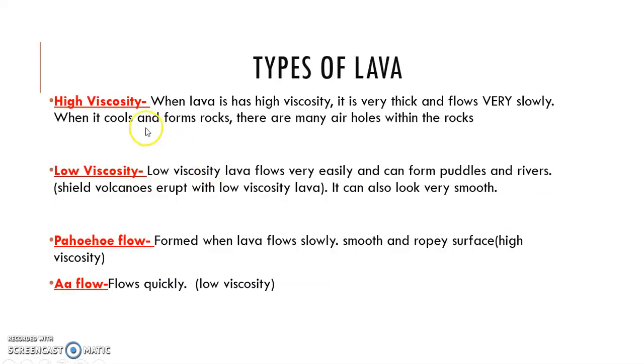Types of lava. So as I mentioned a couple slides ago, lava can have a high viscosity, which means that it is very thick and it flows or moves very slowly. And then if it has low viscosity, the lava can flow very easily and can form puddles and rivers of lava. And as I also mentioned, shield volcanoes erupt with low viscosity lava.